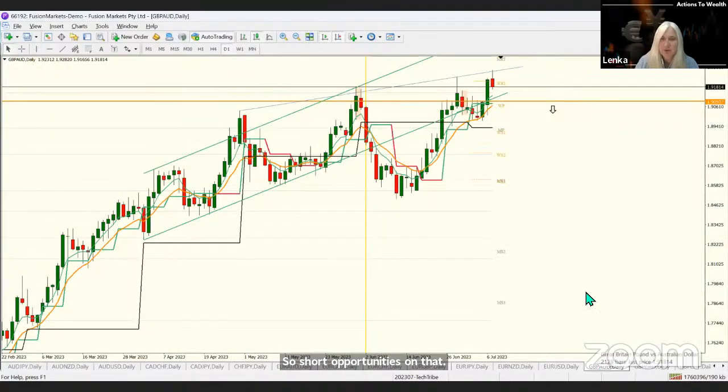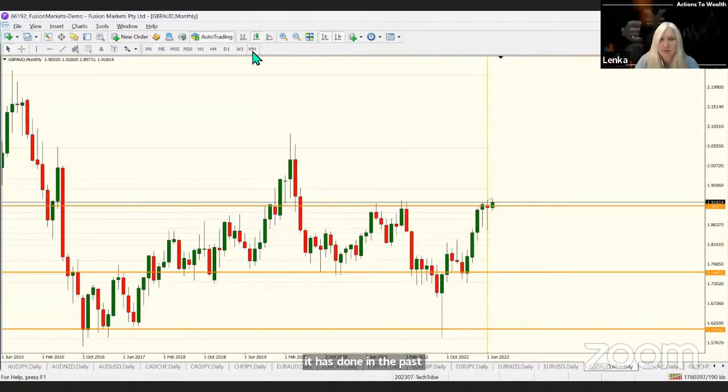Next one is GBP AUD. It looks like it's still in the previous uptrend, so I'm looking to go long at the moment, unless it pops back underneath that previous level, as it has done in the past.